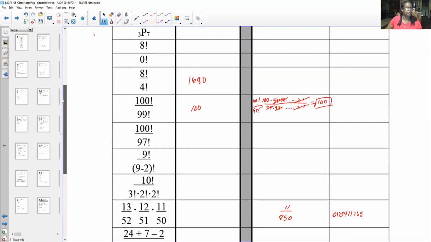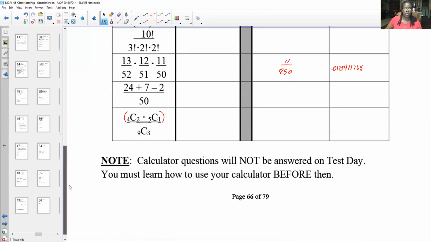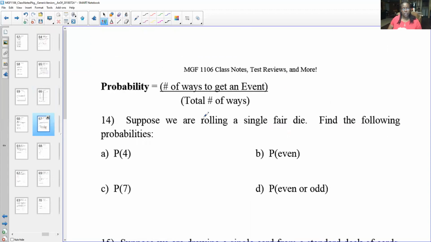If I could figure out where I was. And I think I'm on page 67. All right. So on 67, I think we're going to stop at 14 here, where we're looking at probability.